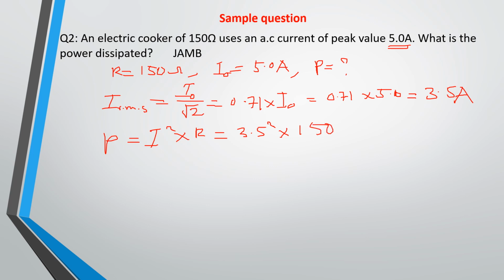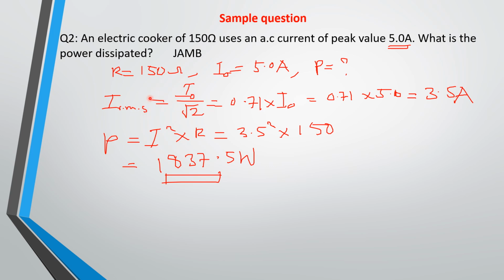Okay, so if you solve that out, you are going to have 1837.5 watts as the power dissipated. Okay, so guys, you can see the difference here. When you hear peak value current, this is the peak current, that is the highest value of the current, but the current that is flowing is the root mean square current. So you have to find the root mean square current from the peak value current using this equation.